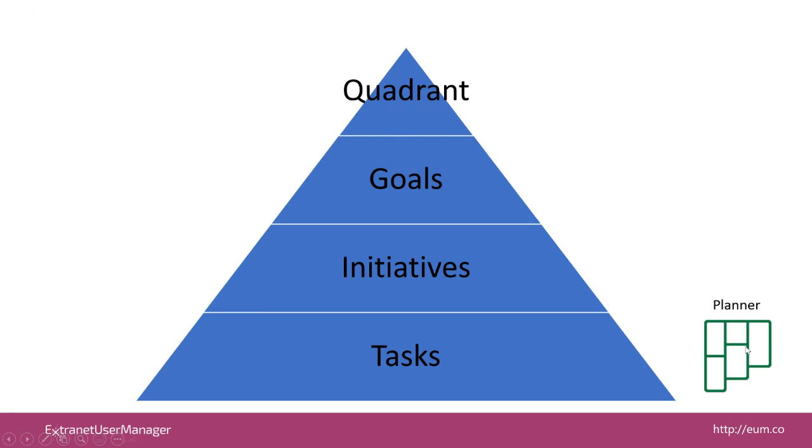And this is the level that Planner comes in for us. So we're going to be defining tasks, but we want to be able to roll them up to initiatives, to goals, and ultimately to our quadrant. And that's not something that we can do in Planner out of the box. So Power BI becomes an important part of this. So how do we manage this?